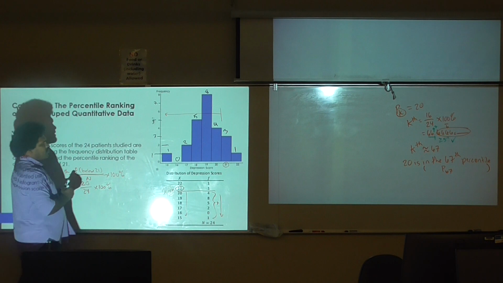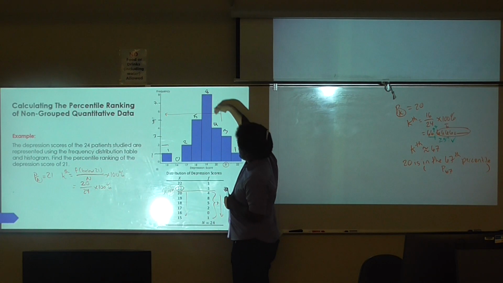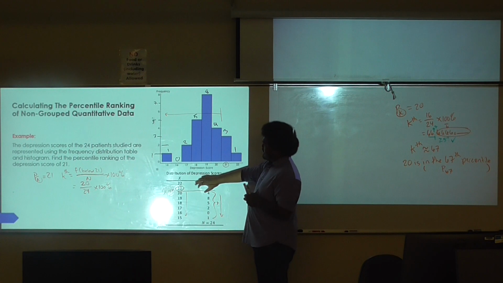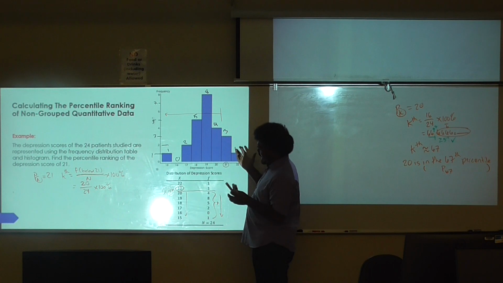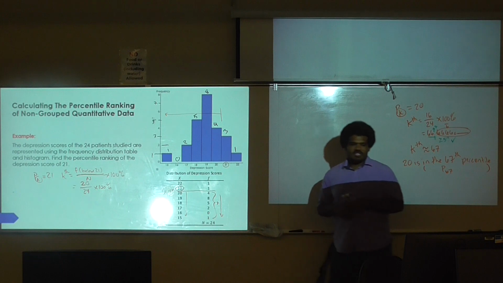Same thing is found on the graph. I could do the same thing here. I would have added all these up, because those are all below the 21, because 20 is the next number down, since it's ungrouped data, and we'll get the same thing done. So putting this into a calculator, we should end up getting the same results.